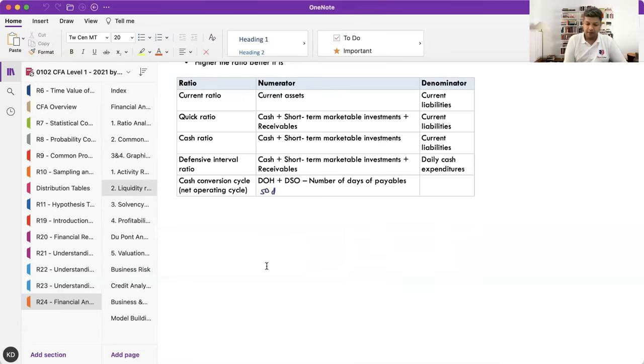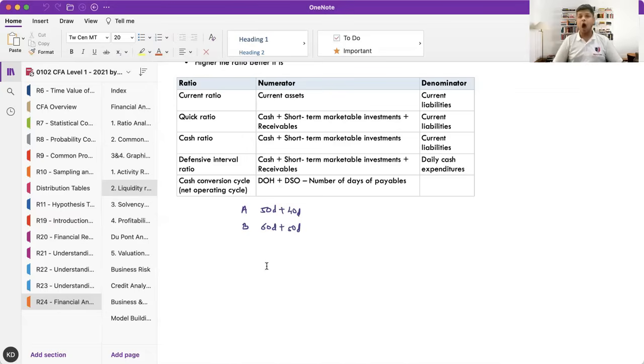Let's say I have two companies, company A and company B. Days of inventory on hand is 50 days for company A, and for company B it is 60 days. Which company according to you is doing a better job? A, because it has less inventory on hand. Days of sales outstanding means how much time it takes to collect from your customers. For company A, let's assume it is 40 days, and for company B it is 50 days. So again, A is doing a better job.